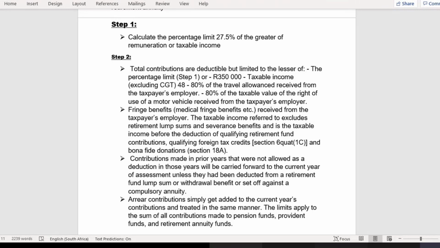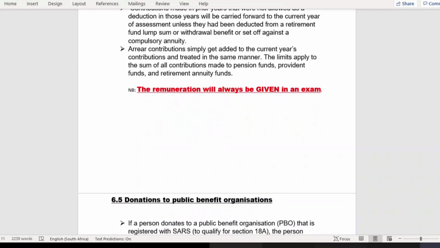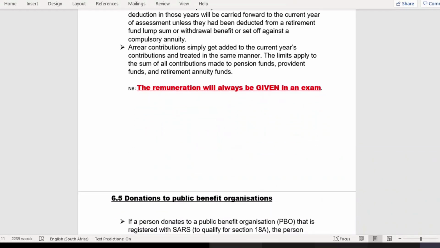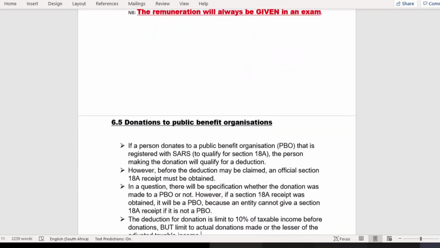the contributions in the current year. The limitations apply to the sum of all the contributions made to the pension fund, provident fund, along with your retirement annuity fund, right? So you can look at my note here where it says that the remuneration will always be given in your exam. Okay, this is where we left off last week.